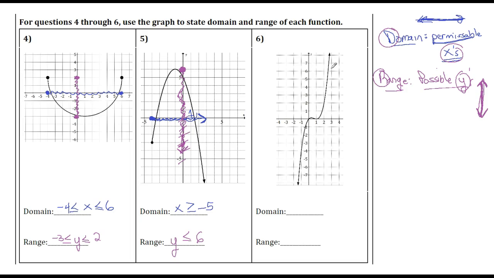Moving along to this graph, I can go left, it looks like forever. I can go right, it looks like forever. So if I were to put that on the x-axis, it'd be left and right forever. So that's all real numbers. That's how I can denote that. As I go up, I can go up forever, I can go down forever. So again, all real numbers for my range as well. Good luck.